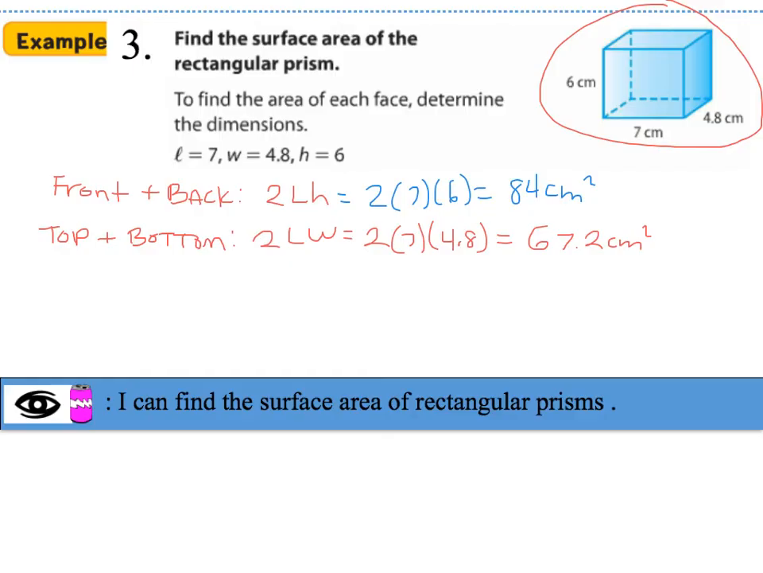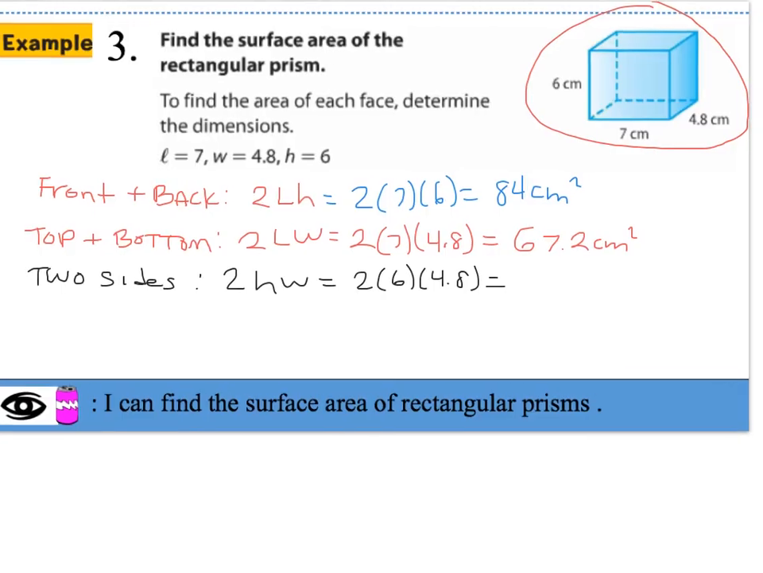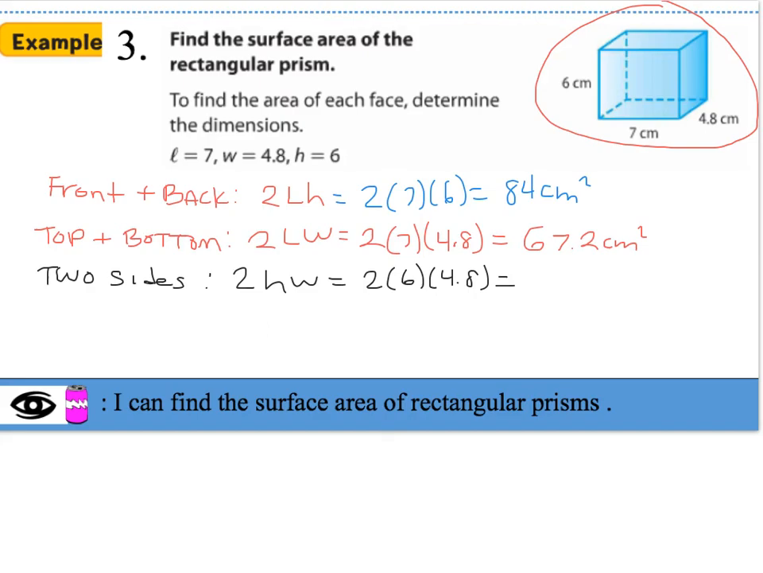Alright, now let's find the area for the two sides. So I'm going to take 2 times the height times the width, 2 times the height, which is equal to 6, and the width, which is equal to 4.8. When I multiply those out, I get 57 6/10 centimeters squared. So now that I found the area of all the sides, let's go ahead and add them up.